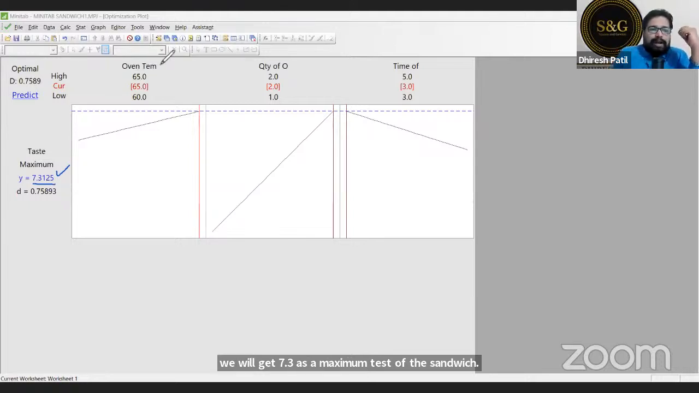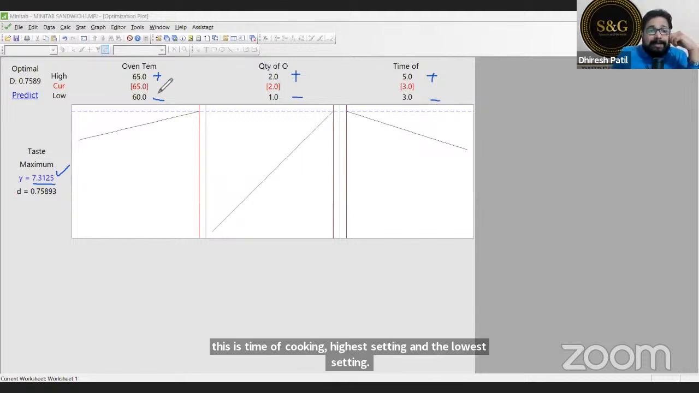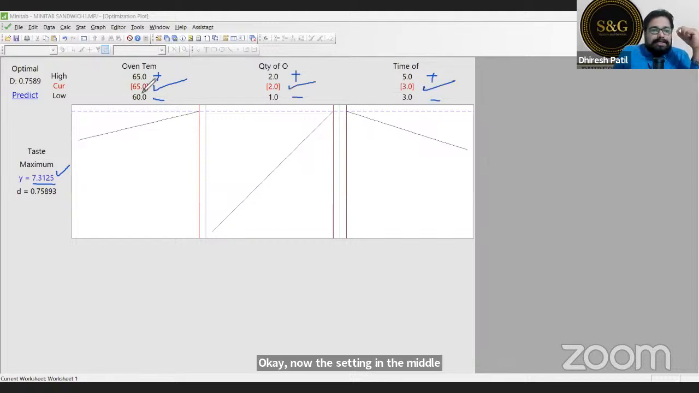Okay, and look at this. Oven temperature, this is the highest setting, this is the lowest setting. This is the highest setting, this is the lowest setting of quantity of onion. And this is time of cooking, highest setting and the lowest setting. Now the setting in the middle is the optimized setting. What does it mean? If you put oven temperature at 65, quantity of onion 2 and time of cooking at 3, and keep the remaining factors constant, you will get the test at 7.312.